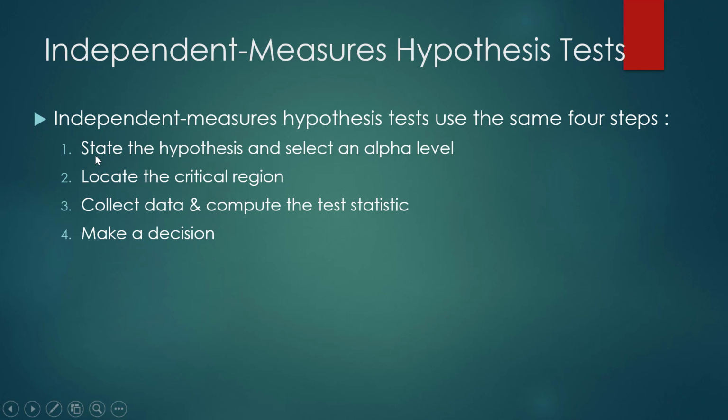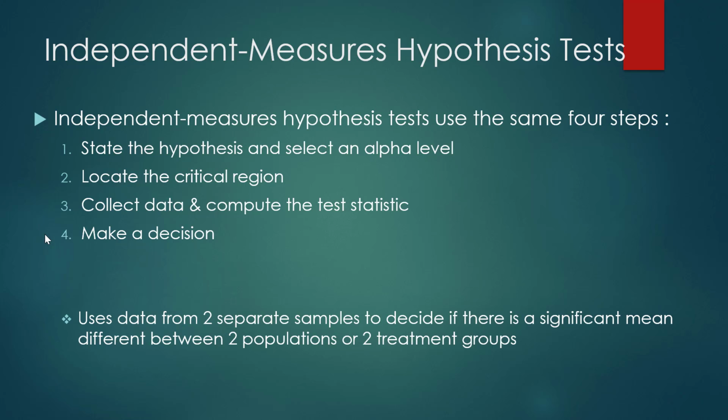First we need to state a hypothesis, then select our alpha level, then locate our critical region, collect our data and compute the t-statistic, and then make a decision. Again, we're doing an independent measures hypothesis test, or a t-test for two independent samples. So we're using data from two separate samples to determine if there's a significant mean difference between the two populations or the two treatment groups.